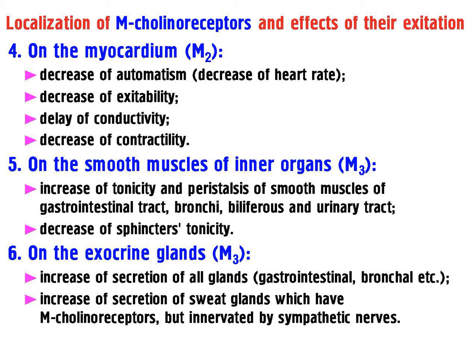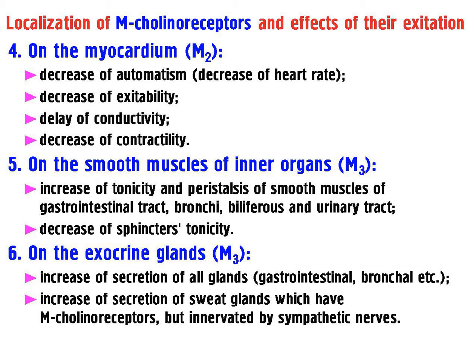M2 subtype of muscarinic receptors are widely distributed in our myocardium, cardiac muscle cells, where the stimulation of these receptors decreases all functions of our heart, such as decreased automatism, excitability, conductivity, and contractility.